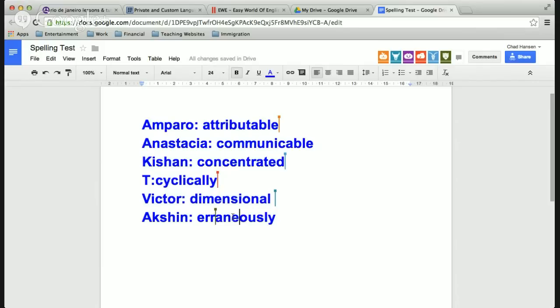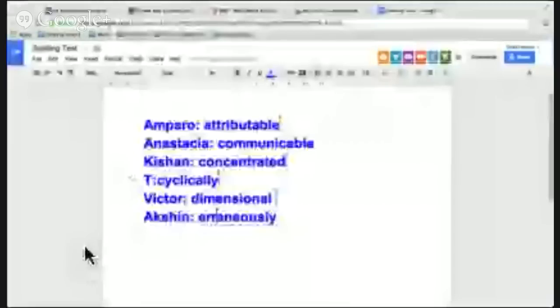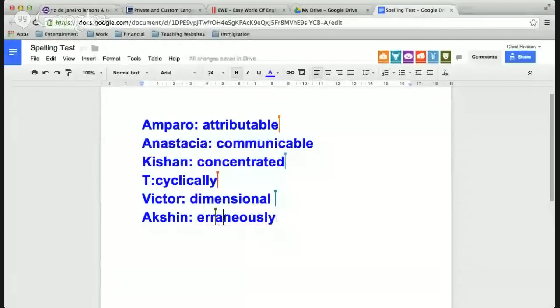Okay. Very good. Yeah, it's a hard one. It's hard in English to know when we have a double R. Those words just have to be learned. What's going on here? Let me check my cheat sheet. Oh, that would be erroneously. That's right, with an O. Got it. Erroneously.